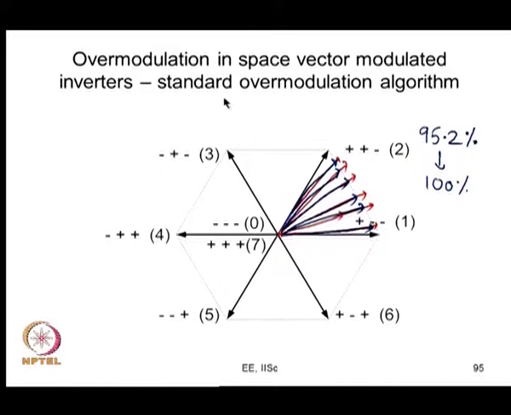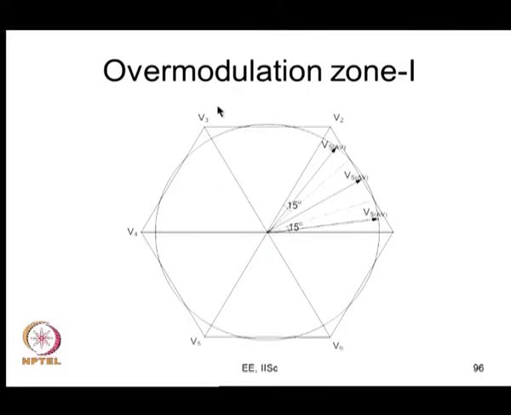Normally we have what is called a standard overmodulation algorithm, which is a 2 zone modulation algorithm. The zone 1 of the overmodulation algorithm can be given like this. You may have a reference, this is partly within the hexagon and partly outside the hexagon. What you would actually do is you would produce vectors whose tips are like this. This would be called overmodulation zone 1, and this radius of the circle we can probably call V circle, or we can call this angle alpha circle.